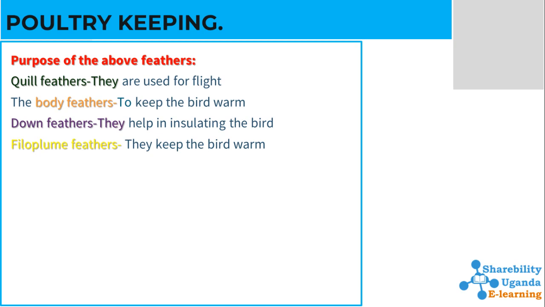And then the body feathers or the covert feathers are used to keep the body of the bird warm. And the down feathers are also used for insulating the bird or for protecting it from harmful objects. And then we have the phytoplankton feathers, which are also used to keep the bird warm.